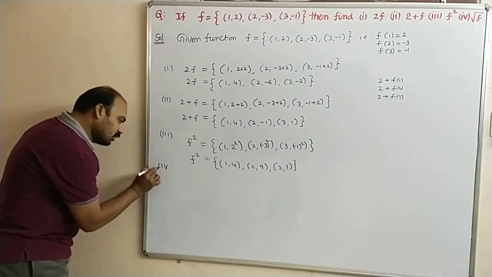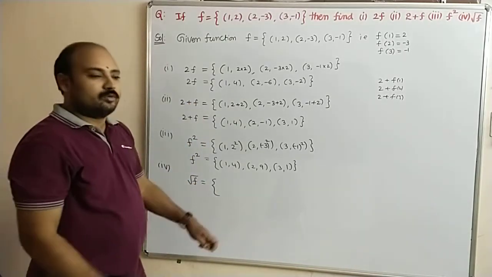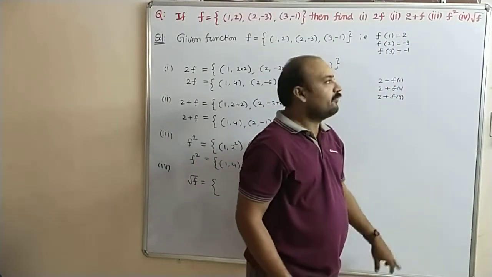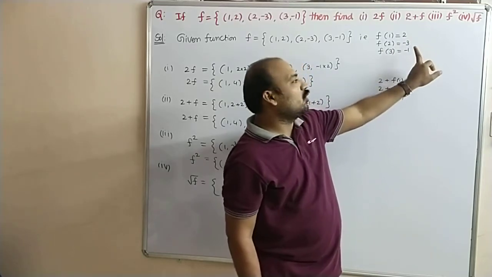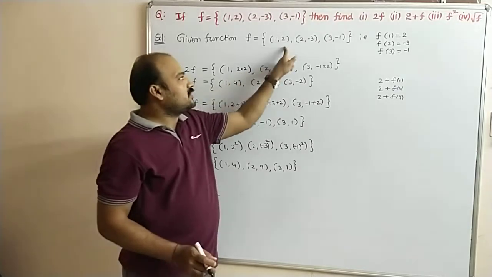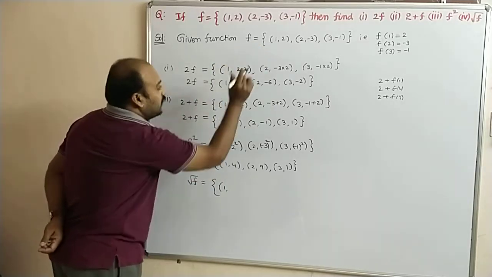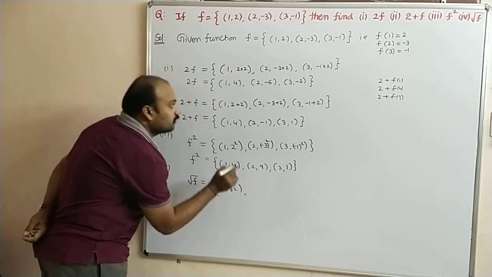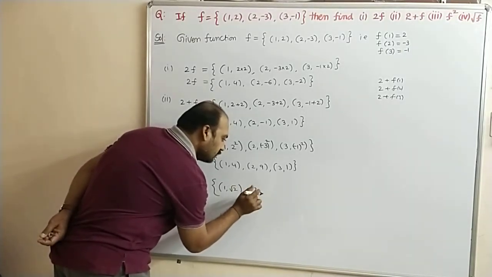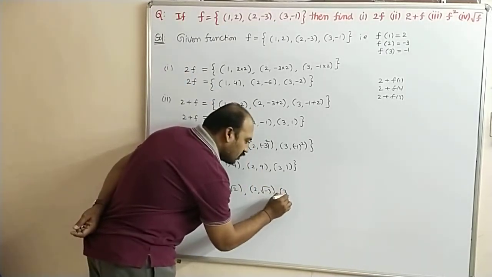Last one, fourth one, root f. Root f of 1, root f of 2, root f of 3. Root 2, root minus 3, root minus 1. That means for the codomain elements we are taking square root. So 1 comma square root of 2, 2 comma square root of minus 3, 3 comma square root of minus 1.